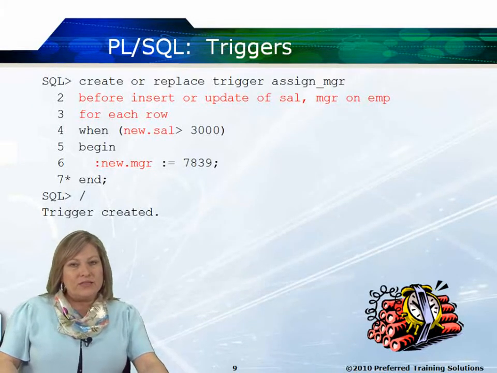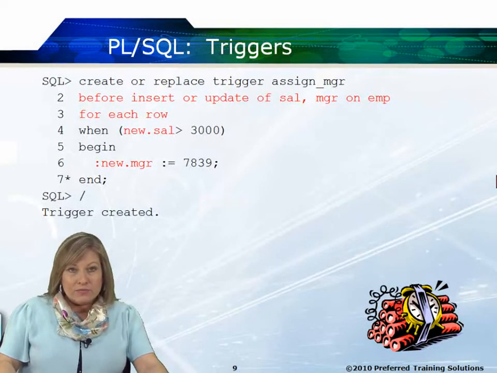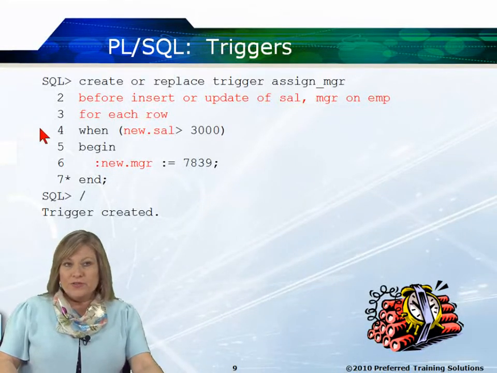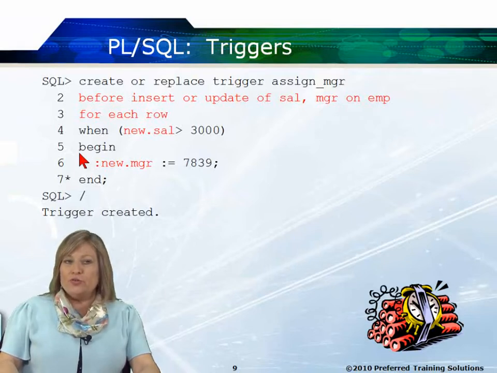So there's a couple of lines of code here that's referencing columns from the current row. First of all, line 4. This is what we call our trigger restriction. It's a when clause that's placed at the header of the trigger, and it has a Boolean condition. That when clause evaluates the Boolean condition and then only continues with the rest of the block if that condition is true.